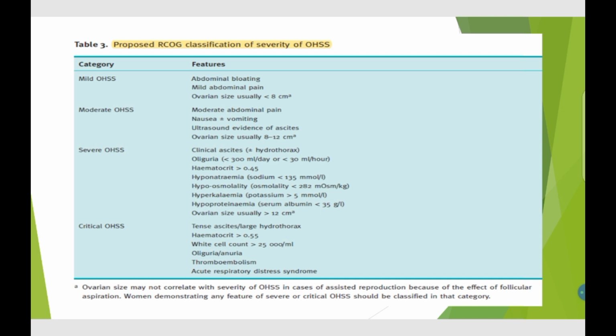Severe OHSS, where the clinical evidence of ascites is seen, there will be oliguria. Hematocrit is very important, and it will be more than 0.45. In cases of severe OHSS, there will be electrolyte imbalance, and that is typically hyponatremia along with hyperkalemia. That is sodium level less than 135 millimoles per liter and potassium level more than 5 millimoles per liter. There will be hypoosmolality. Osmolality is less than 282 milliosmoles per kg. There will be hyperproteinemia and ovarian size generally more than 12 centimeter.